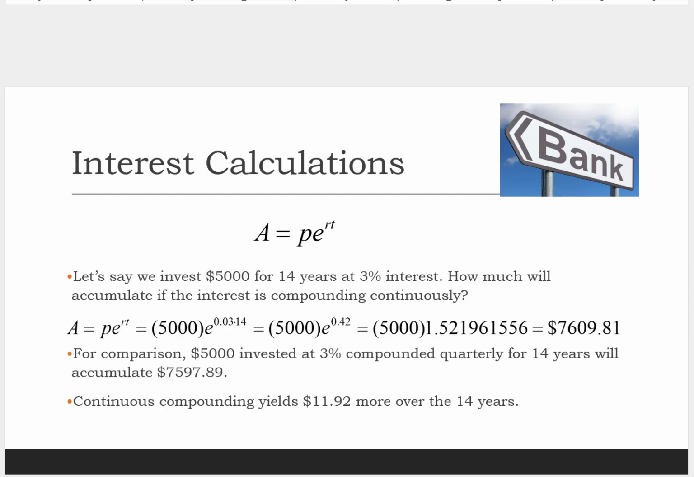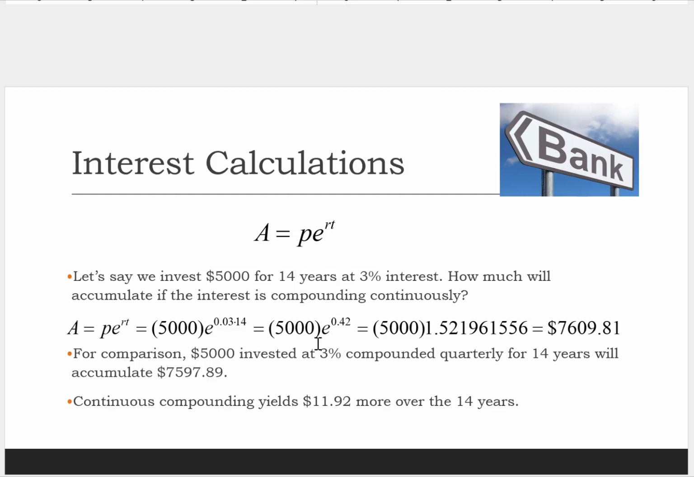So let's say we invest $5,000 for 14 years at 3% interest compounded continuously. The formula is shown here. I inserted the $5,000 for the principal. I have my base e raised to the exponent of r, the interest rate as a decimal, 0.03, times the number of years, 14. We notice here the exponent becomes 0.42 when we simplify.